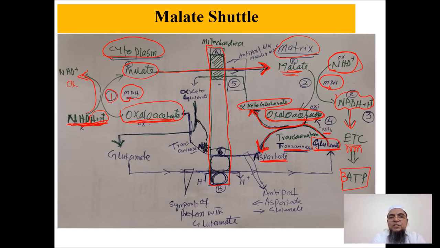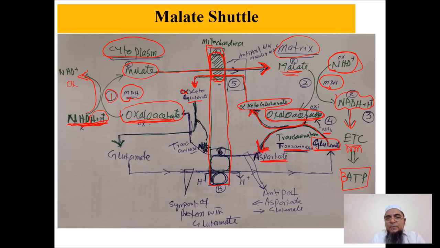Now what will happen? This keto acid, this alpha-ketoglutarate, will cross the mitochondrial membrane and enter into the cytoplasm. So here is alpha-ketoglutarate in the cytoplasm. This is the protein which will serve this function. From one side, it will enter the malate, and on the other side, it will remove the alpha-ketoglutarate. It's called an antiport system. One is going on one side, another is coming on the other side.